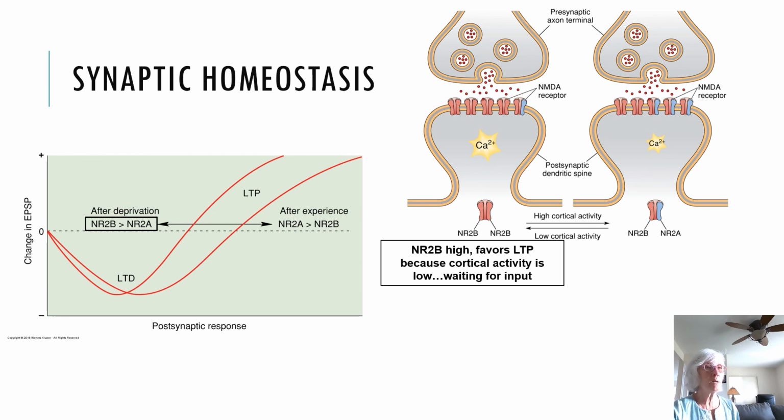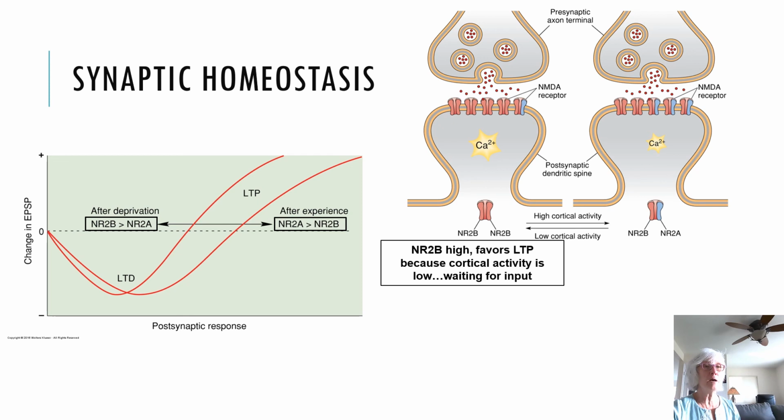When that input comes, we're going to say hallelujah, and we're going to become potentiated as a result. The converse is also true. If we are in a potentiated state, so we have this strong connection, we have then more NR2A than we have NR2B. But we are just waiting to be depressed.